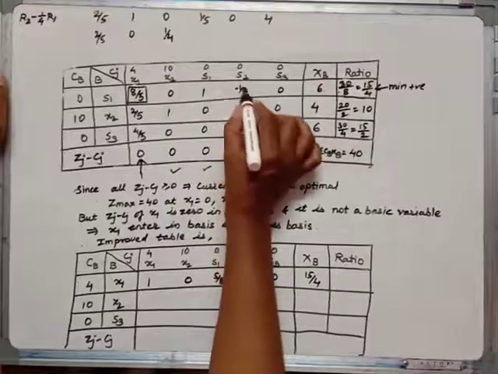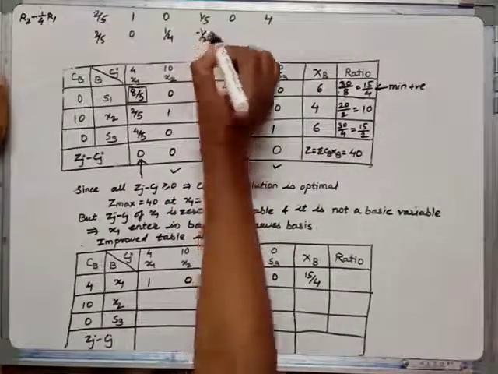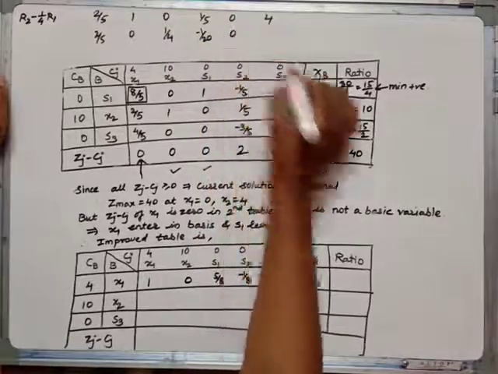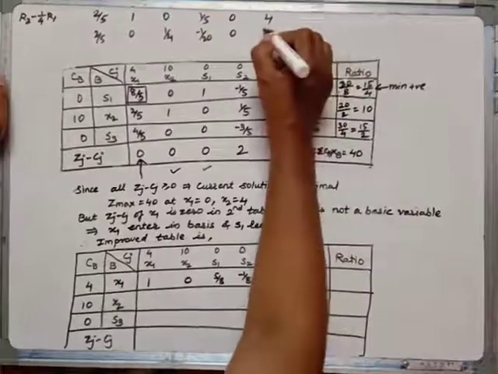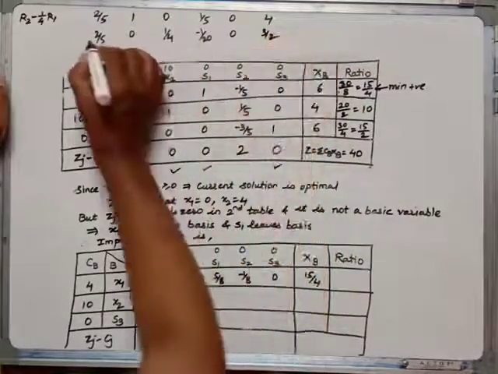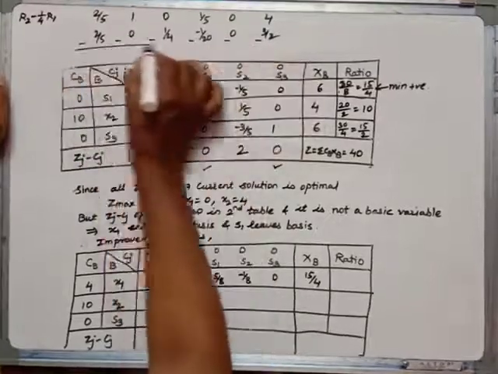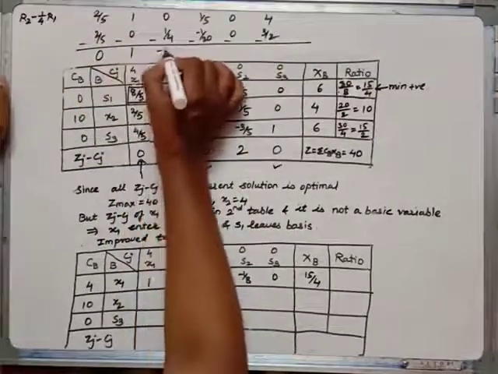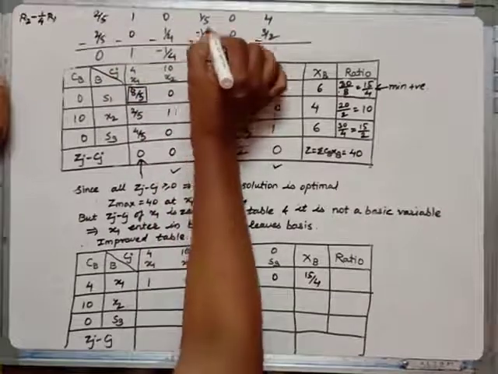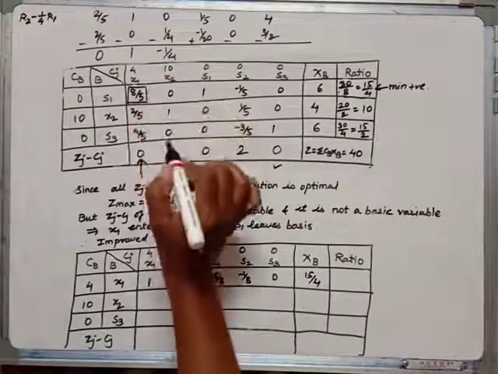Then 1 by 4 times minus 1 by 5, so it is minus 1 by 20, 0, and 6 by 4. 1 by 4 times 6 means 3 by 2. Now we have to subtract them. That subtraction gives me 0, 1, minus 1 by 4. Now here let us take an LCM. This minus minus becomes plus.